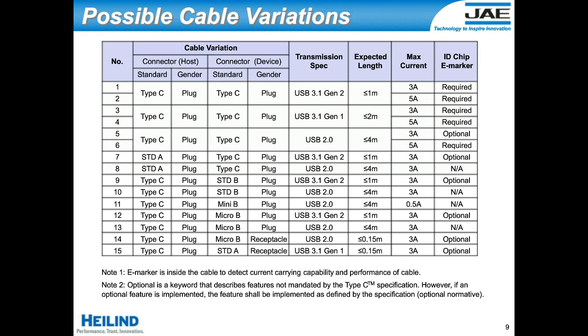All the C-to-C cables that can carry 5 amp of power or support USB 3.1 must have E-markers built into the cable itself. E-markers are optional for other USB 3.1 legacy cables. The cable types with the legacy USB connector on one end use simple pull-up or pull-down resistor terminations to help identify the cable orientation.